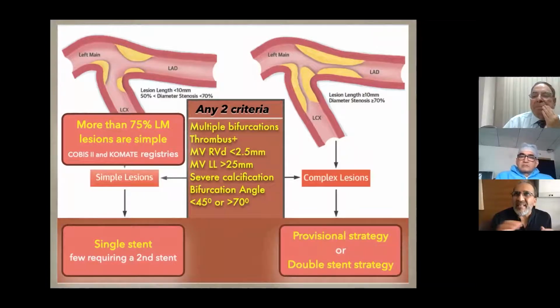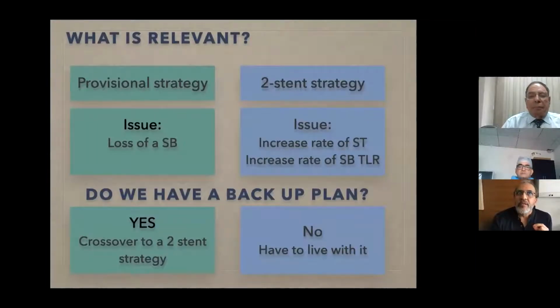When you look at the complex lesions, you can very well fall onto a provisional strategy, and that will hold you in good stead most of the time. But when you start getting into the double stent strategy, this will be a planned thing, and I think here imaging helps. Why is it relevant? Because in a provisional strategy, the only issue is a loss of a side branch. And if you do have a loss of a side branch, you can cross over to a second stent strategy.